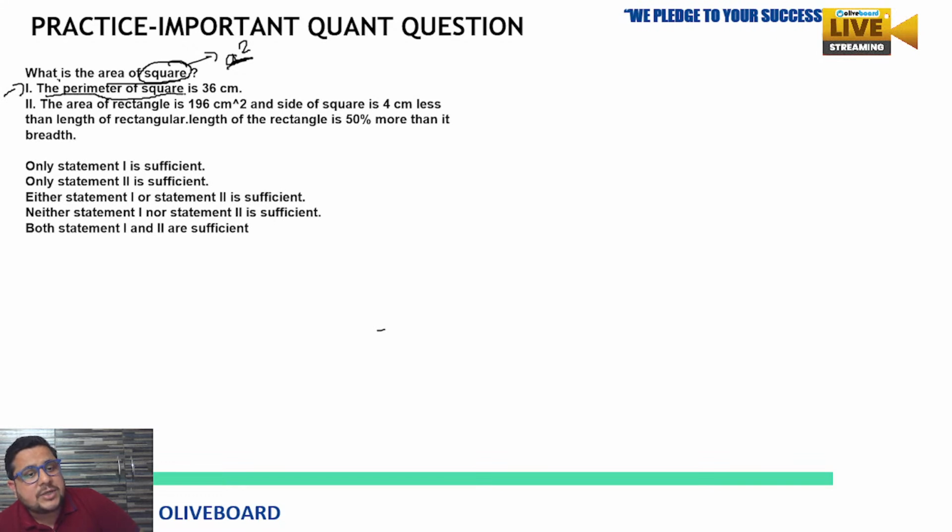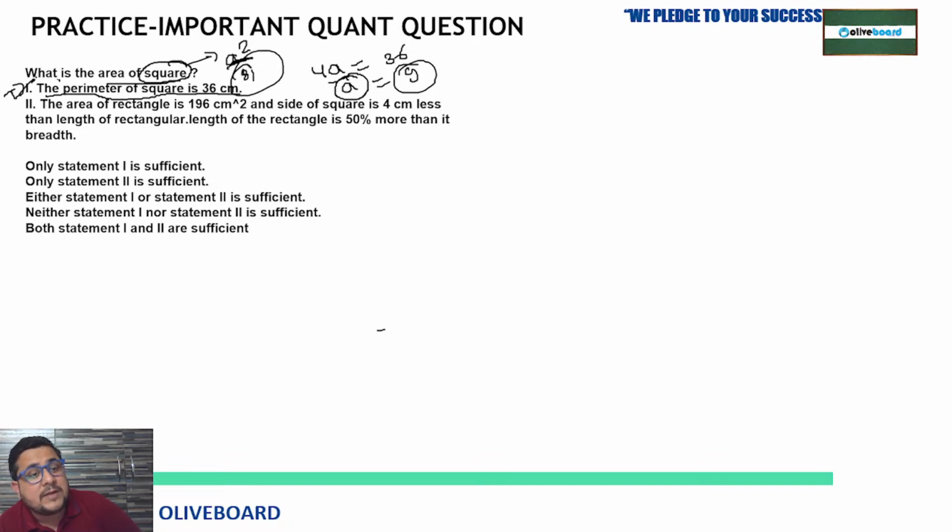The perimeter of the square is 36 centimeters. So the perimeter is given. Perimeter of a square is 4a, which is equal to 36. So we can easily get the value of a. 36 by 4 means 9. So 9 squared is 81. We are getting the area from statement 1 alone.